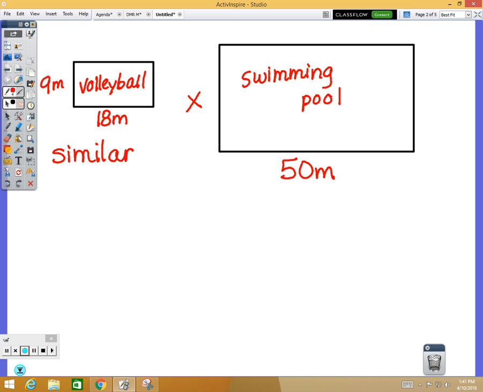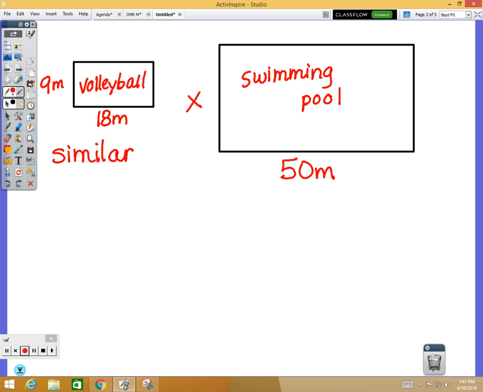Alright, so if these two things are similar to each other, how could we use this information that we know to figure out what is the missing side length of that swimming pool? Again, how could we figure out what the missing side length of the swimming pool is based on things that we might already know?